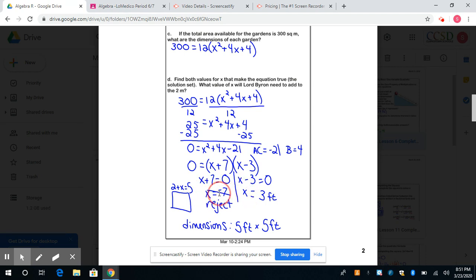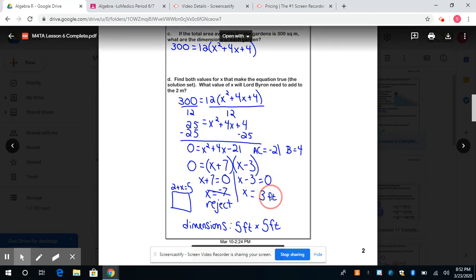Why are we rejecting a negative 7 feet? Because you can't have a negative 7 feet. That doesn't make sense. So usually with quadratics, you have those two solutions. But in these real world situations, you might have to reject one, right? A negative 7 feet does not make sense. So positive 3 will work. But that's not our answer. Okay, x is 3 feet.